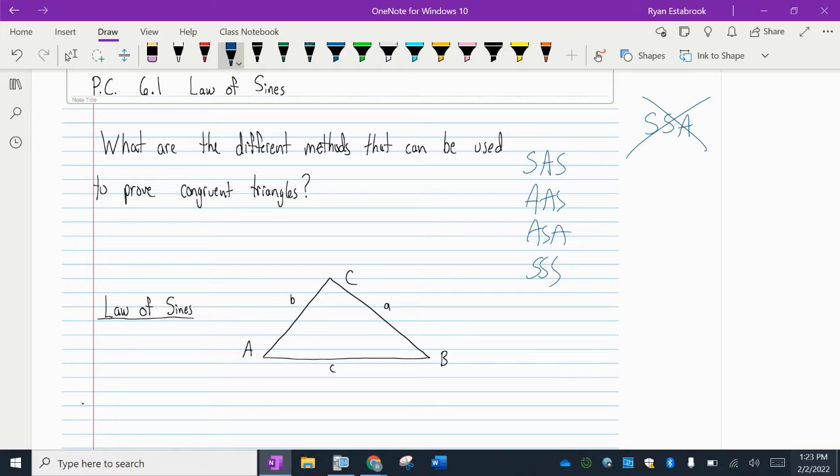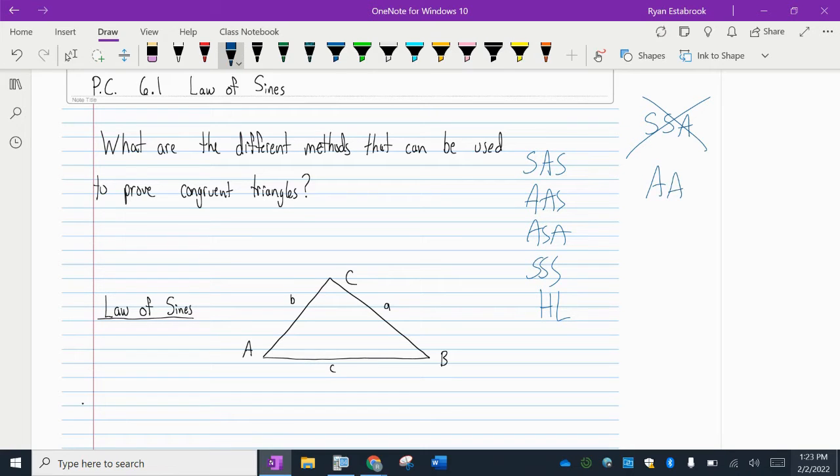Or you'll go to hypotenuse leg. So there's the other one. It doesn't use the letters A and S. It uses H and L. Hypotenuse leg. In a right triangle, if the hypotenuse is congruent and the leg is congruent, then you could say the triangles are congruent. HL is kind of the outlier of all those because it has to be a right triangle. But these are the 5 ways you could prove triangles congruent.